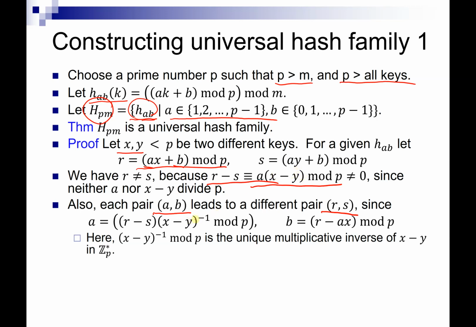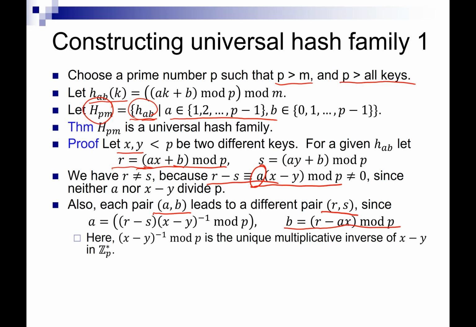All right, so we can multiply by the inverse of X minus Y, right? And that's going to get us A over here. R minus S times X minus Y inverse is going to get us A. And then once you have A, you can figure out what B is, because you can just do R minus AX modulo P is equal to B. So we can use this equation over here.